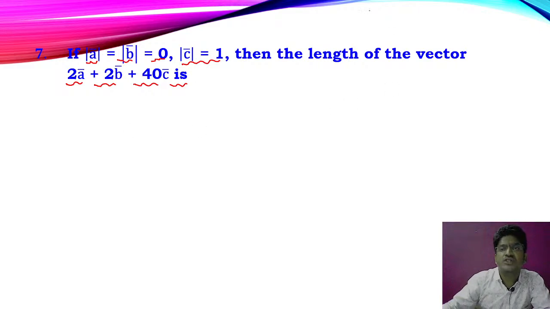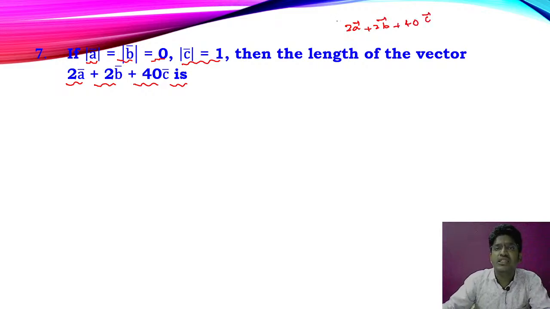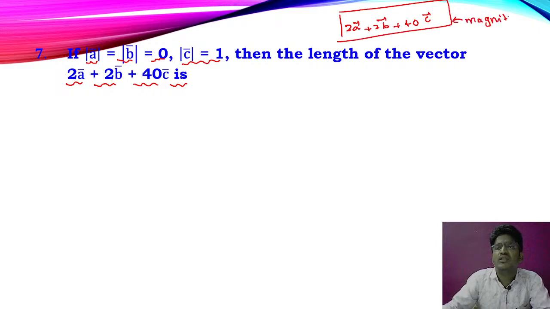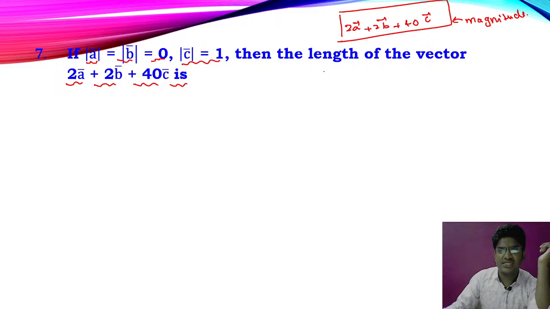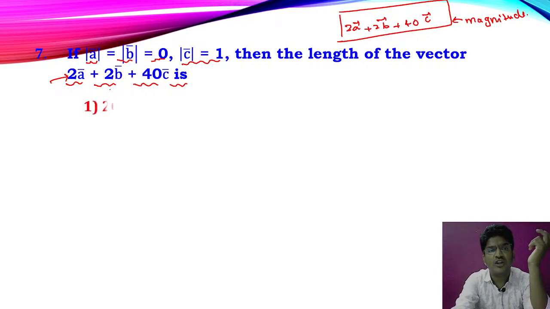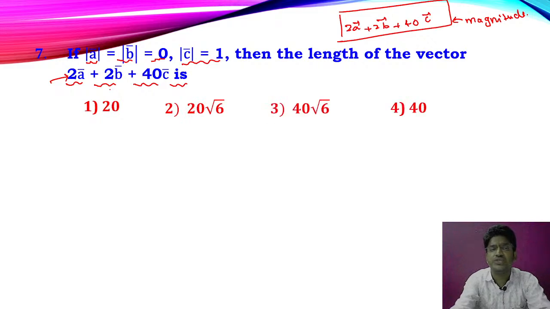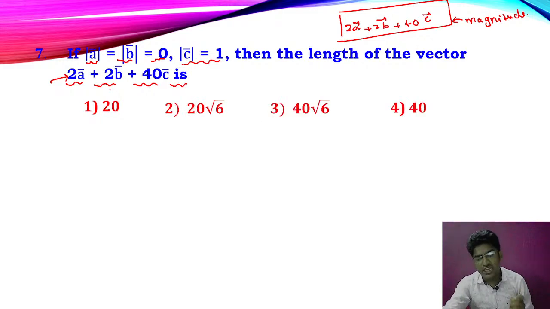That means first you have to find 2 times vector A plus 2 times vector B plus 40 times vector C. Then you have to take the magnitude of this, which is going to be the length of the given vector. Clear? Because they are asking the length of this particular vector. For that, they have given 4 options as 20, 20 root 6, 40 root 6 and 40.